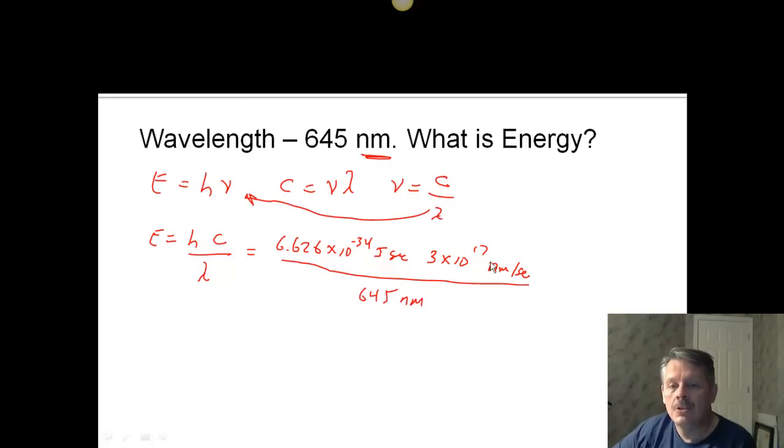All right, so my nanometers are going to cancel. My seconds and my per seconds are going to cancel. I'm going to be left with joules, which is energy, so that makes perfect sense. And I take the 6.626 times 10 to the minus 34th, multiplied by 3 times 10 to the 17th, divide by 645, and my answer, when all is said and done, is 3.04 times 10 to the minus 19th, and my units are in joules.